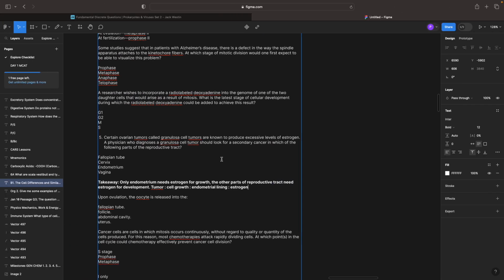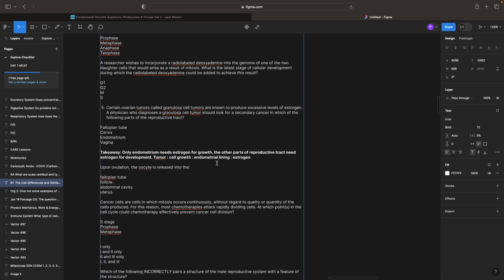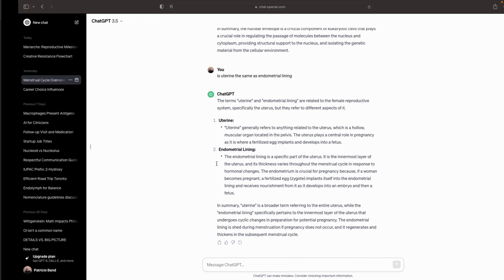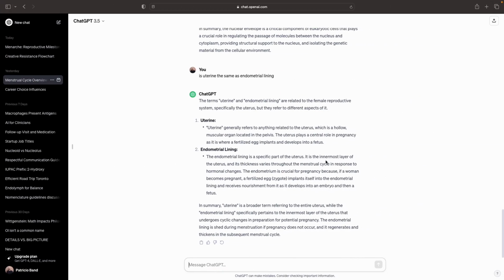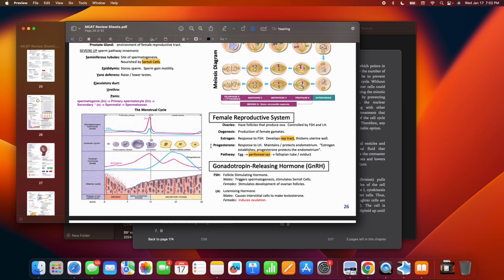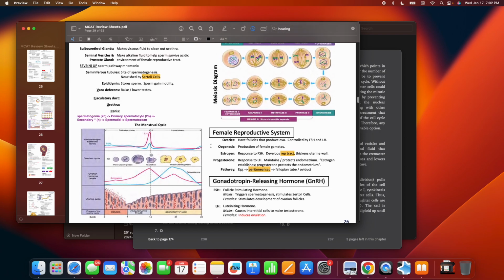So, endometrium. Endometrial lining is the innermost layer, right? Innermost layer of the uterus. Amazing. But still, where does this estrogen come from, right?